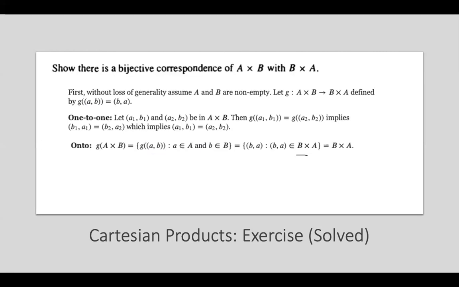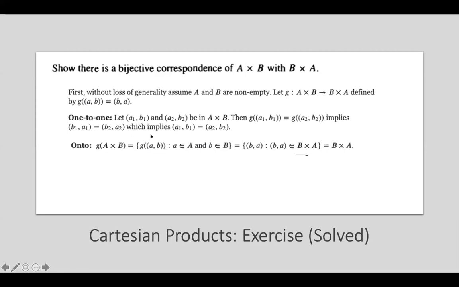That's right. And like Nadir showed, to show bijective, we need to show it's one-to-one and onto, or injection and surjection, essentially, right? Which we can do by taking (A1, B1) and (A2, B2). Then you have a function G of (A1, B1) which is also the same as G of (A2, B2). And this implies that (B1, A1) is (B2, A2), which implies (A1, B1) is (A2, B2). Now, onto you can show as the following.